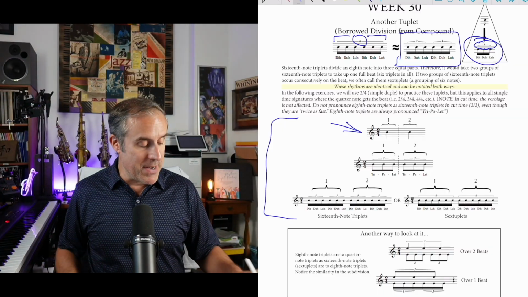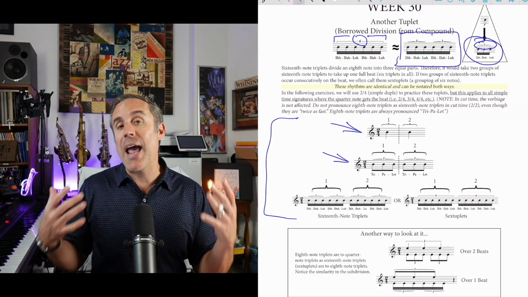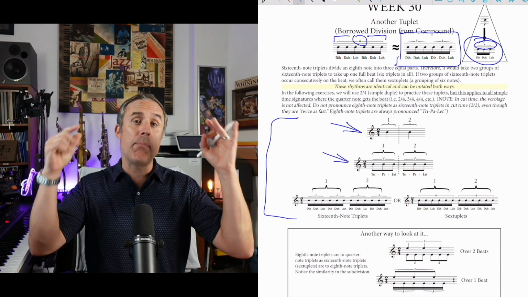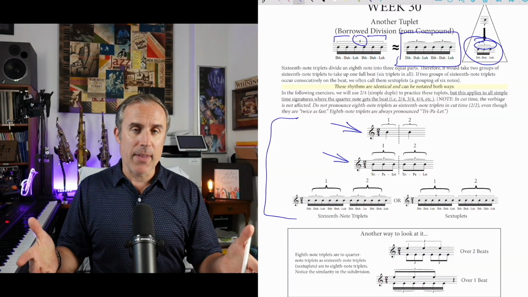In the example beneath that, I've got some borrowed division here from compound. I've got our 8th note triplets. What does this sound like? Triplet, triplet. There's one measure. Triplet, triplet. And there it is.